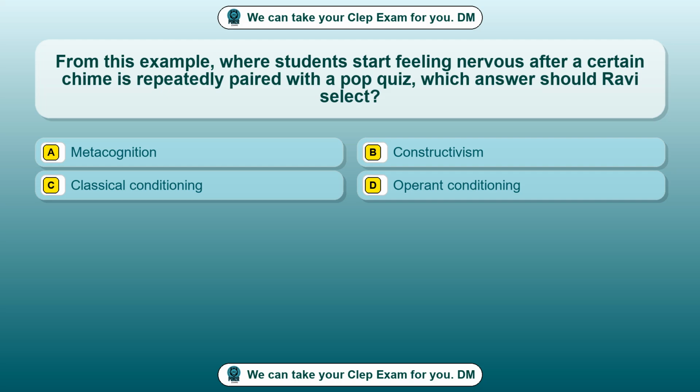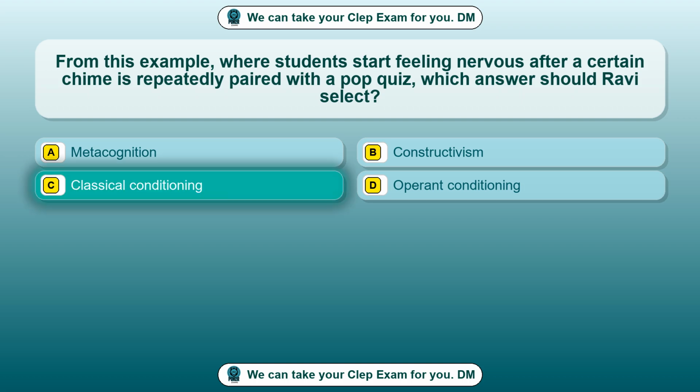Question 1. From this example, where students start feeling nervous after a certain chime is repeatedly paired with a pop quiz, which answer should Ravi select? Option A, metacognition. Option B, constructivism. Option C, classical conditioning. Option D, operant conditioning. The correct answer is option C.